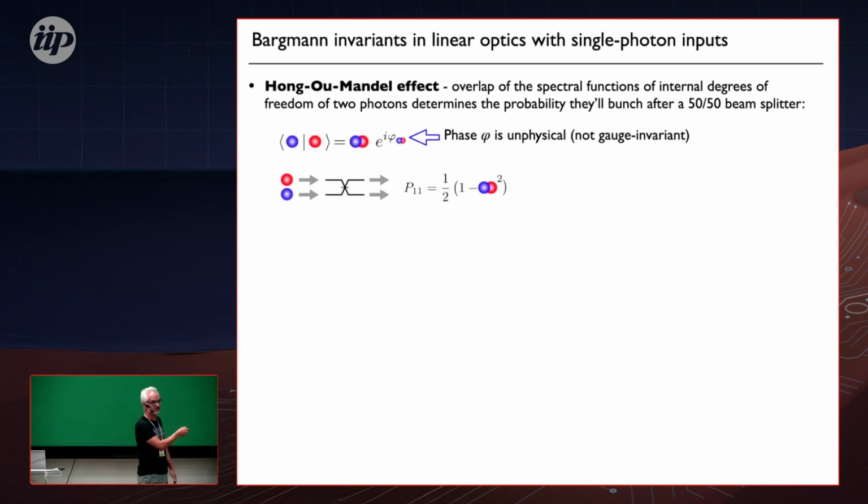That's the Hong-Ou-Mandel effect. But if you're partially distinguishable, like these colors here, then the probability that they come out separately gives you an estimate of the overlap between the wave functions of the two photons that went in, the spectral functions, like the polarization, okay? So this is a way of measuring the overlap between these functions by doing a very simple interferometric experiment.